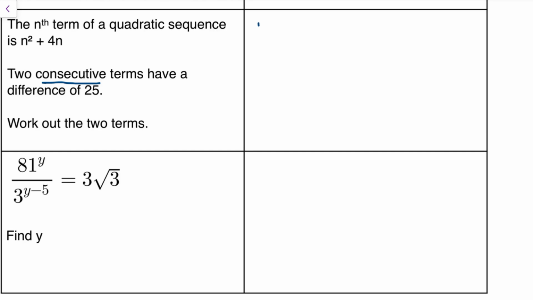All right, so my first term, un, is going to be n squared plus 4n. My second term is un plus 1, in other words, the next consecutive term. So that's going to be (n plus 1) squared plus 4(n plus 1). And then the difference between those two is going to be 25.